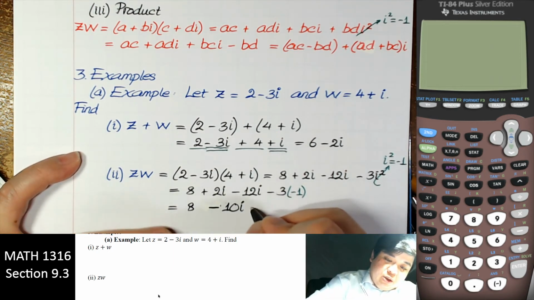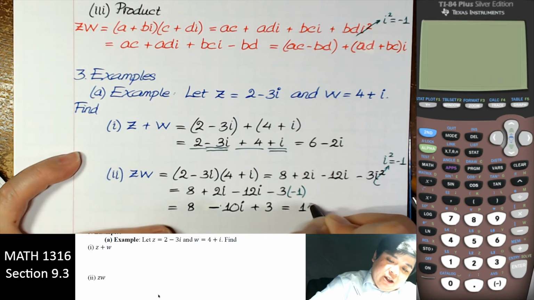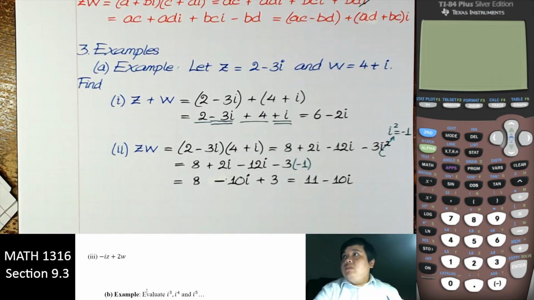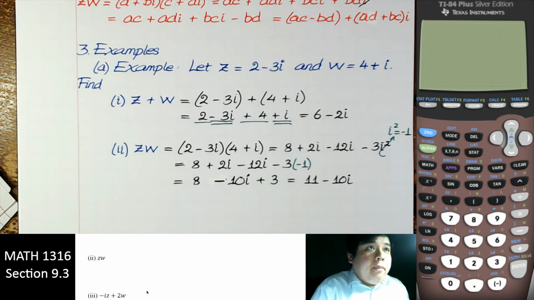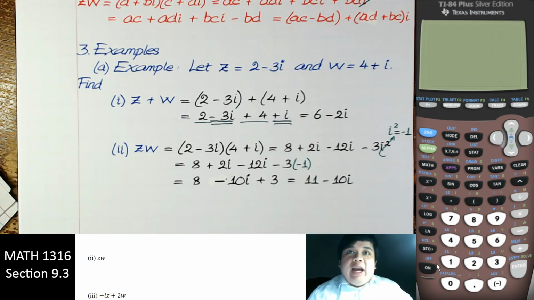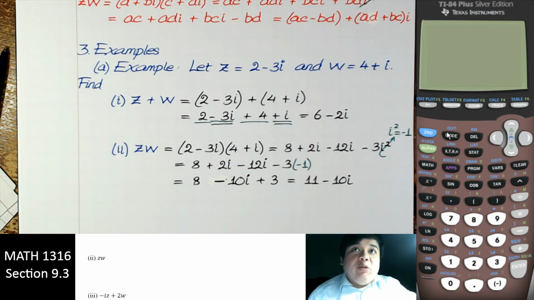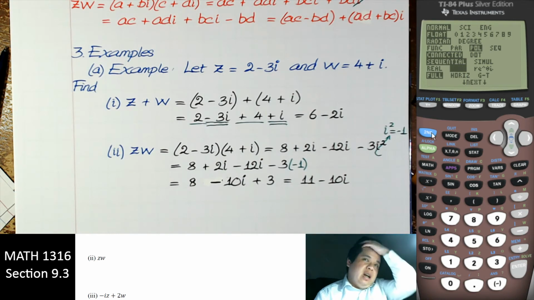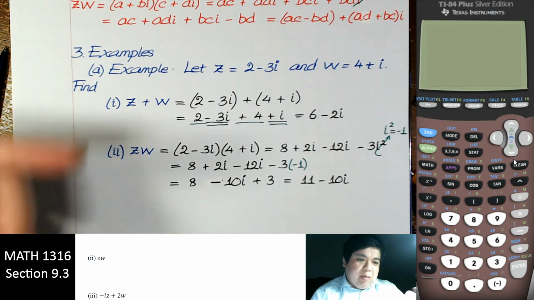And then minus 3 times minus 1 plus 3. So this is 11 minus 10i. By the way, we can use a calculator to do this. If we have a TI-83 or 84, hit mode and go down to where we say real numbers or imaginary, I will go to a plus bi, the complex form of a plus bi. In that case we just type exactly what we have.